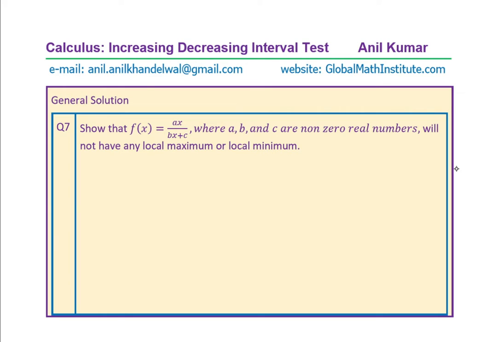Question number 7. Show that f of x equals to ax over bx plus c, where a, b, c are non-zero real numbers, will not have any local maximum or minimum. You get the idea. Very interesting question. It comes under communication and thinking skills, right? So this is under communication thinking. So you have to basically show that the derivative is not equal to 0, right? So then there won't be any local maximum or minimum.